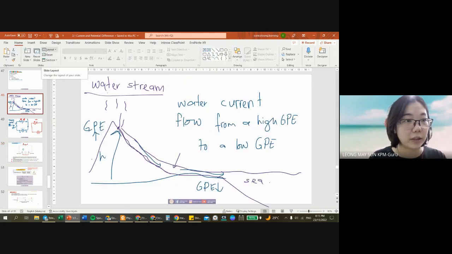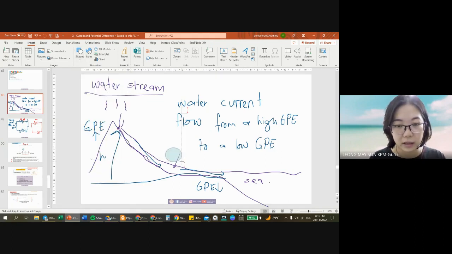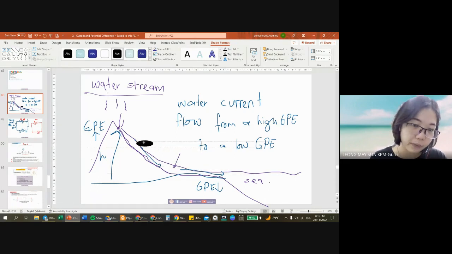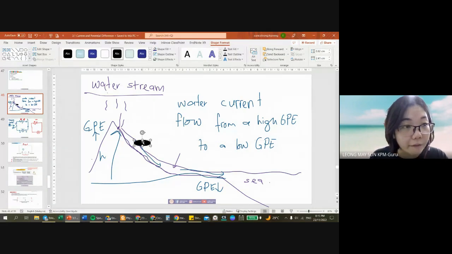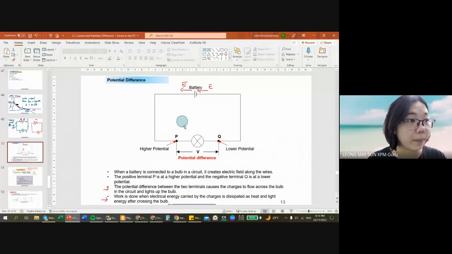in this situation, if I have a boat, all right, assuming that's a boat, okay, if I have a boat and I'm moving this boat upstream, from low gravitational potential energy going upstream, we will definitely have to do work, isn't it? Because we are going against the water current. We are going against the direction of the water flowing.